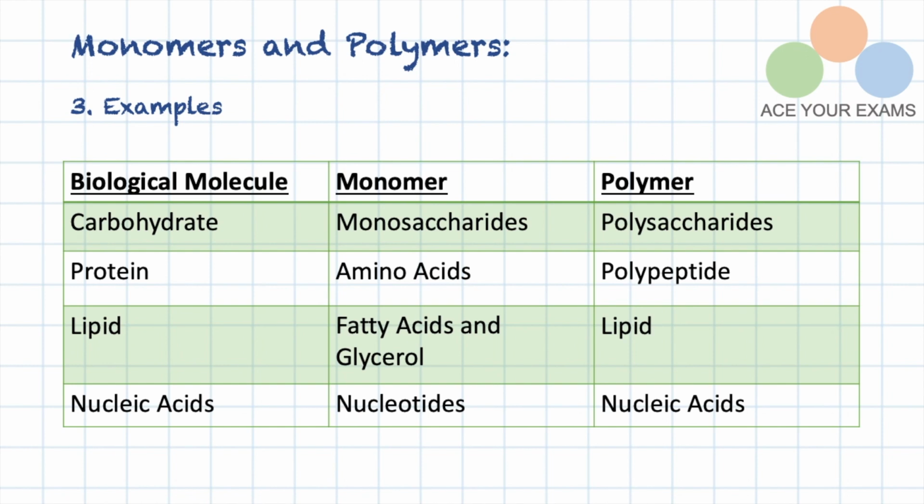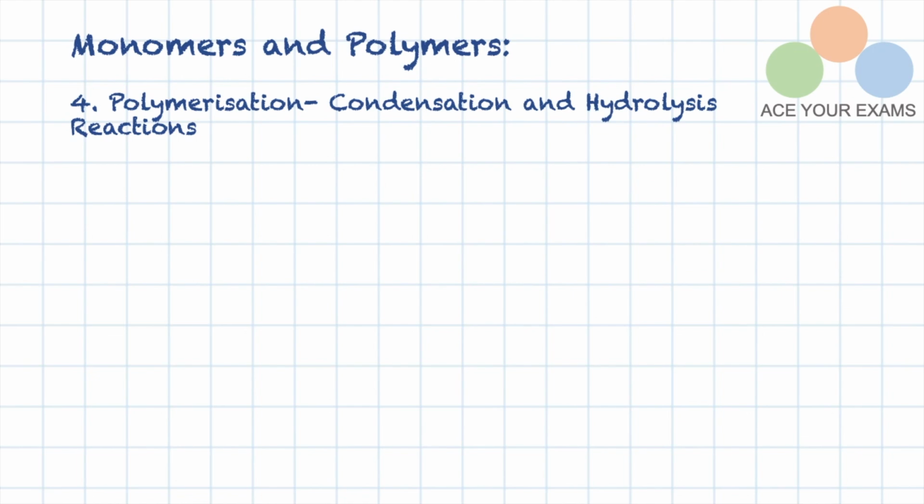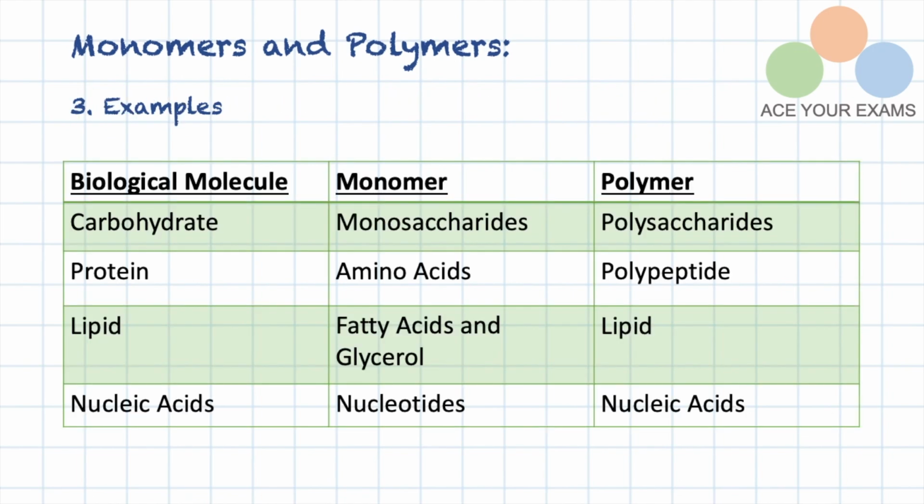Just for now, here's a little table I made. This outlines the biological molecules you need to know. So carbohydrates, proteins, lipids, and nucleic acids, and the monomers and polymers that they are made from. So if you're taking notes, I would recommend drawing this out as it's really helpful, or you could even just screenshot this and print it out to stick in to save some time.